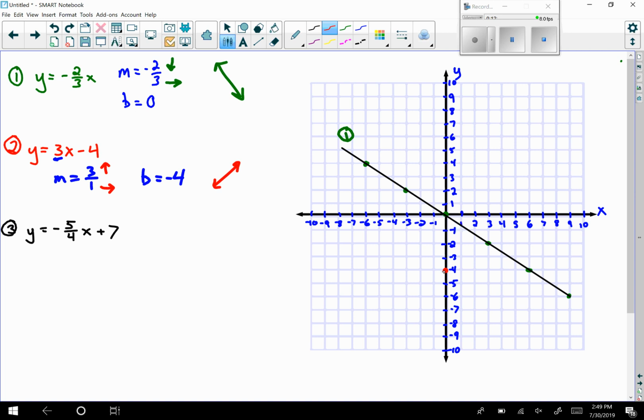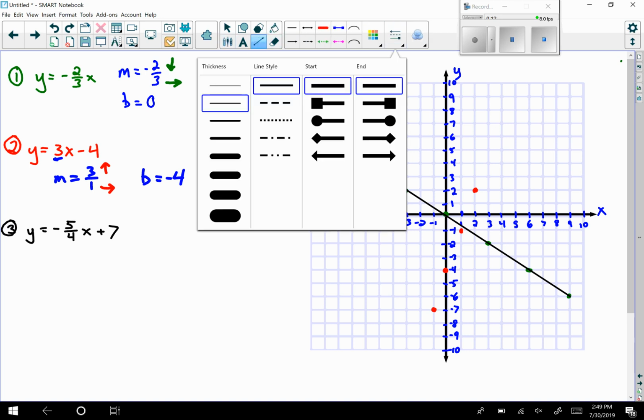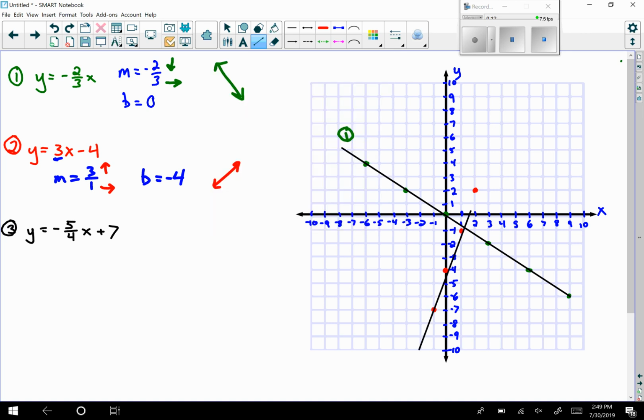So from this point down here at -4, I'm going to climb up 3 squares and then 1 to the right. I'm going to repeat that again, up 1, 2, 3, 1 to the right. Remember, I can also go in the opposite direction. I can go down 1, 2, 3, and 1 to the left. So there are my points that are lining up, drawing a line here. This is our second equation of y equals 3x minus 4. So we'll take a look at one more example.